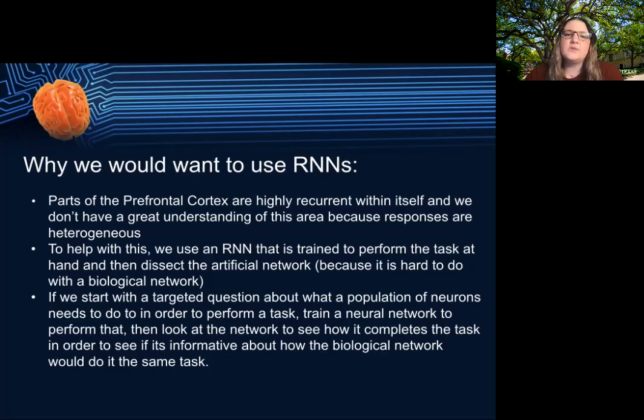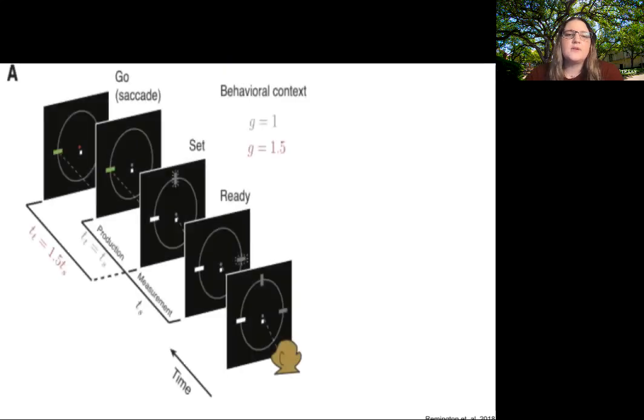So in the next couple of slides, we're going to be looking at one application of an RNN being used to test two hypotheses to determine which is the more likely scenario. In this example, the monkey was trained to perform a ready, set, go task while extracellular recordings were made from the dorsomedial prefrontal cortex, which is an area of PFC. The monkey was required to measure a period of time, TS. Depending on the context indicated by the color of the fixation point, the monkey needed to saccade to a target at a time stipulated by TS multiplied by context gain. Context gain was either 1 or 1.5, and then here we have the target interval TT.